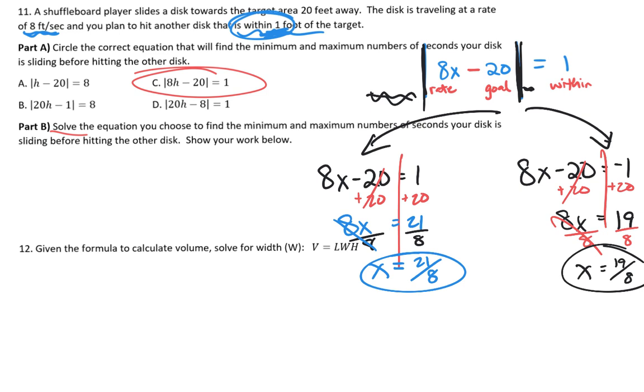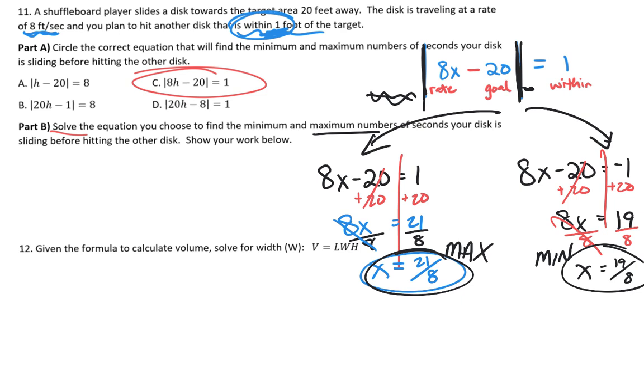Gross. Two gross numbers. And honestly, I don't know what that is as a decimal off the top of my head. I could probably think about it and figure it out, but who's got time for that? So the maximum number would be 21/8, and the minimum number of seconds would be 19/8. So what's that going to be? That's like 2 point something seconds. Both of them are like 2 point something.